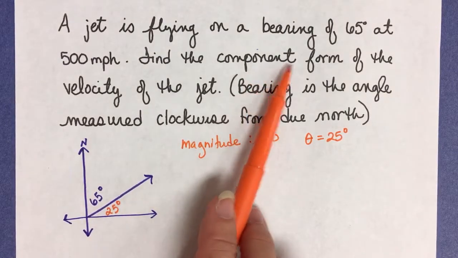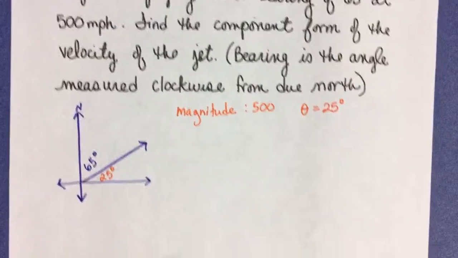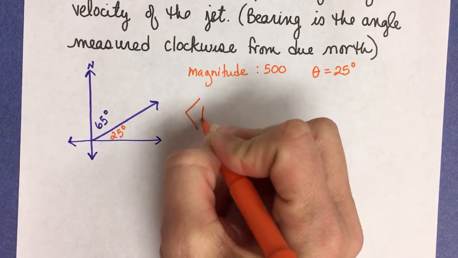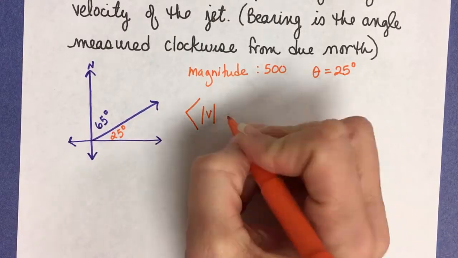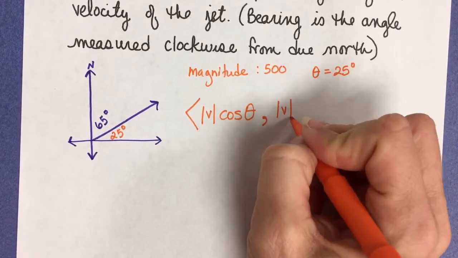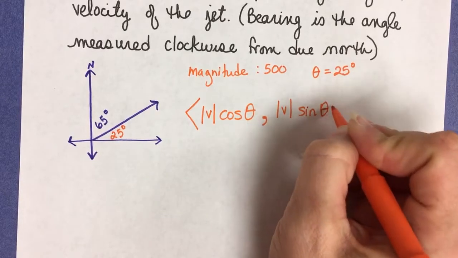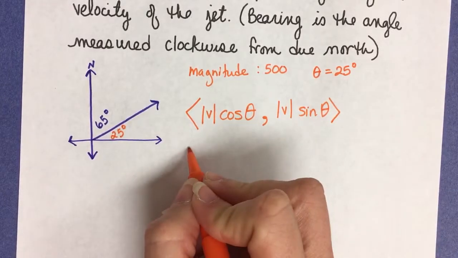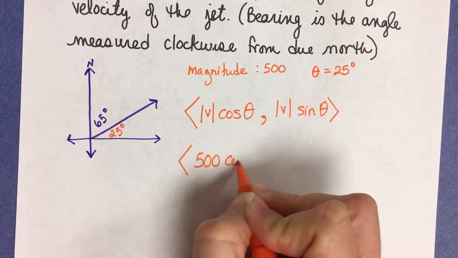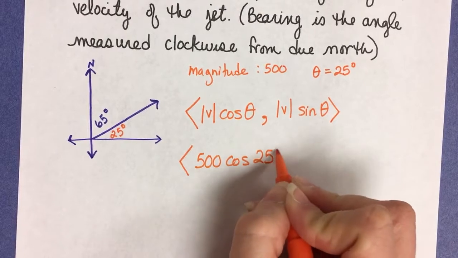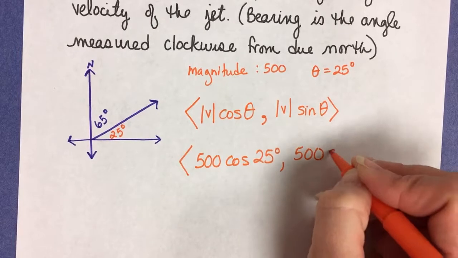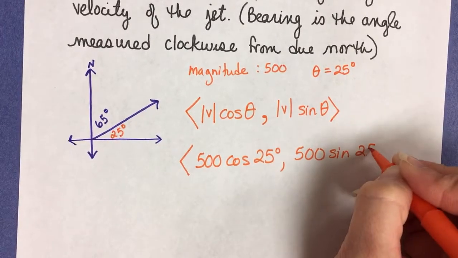Now, you're simply wanting the component form. So your component form is going to be the magnitude of this vector, I'll just call it V, times cosine theta, which gives you your first component, and then the magnitude of V times sine theta. All right, so substituting in what we know, the magnitude is 500 and theta is 25 degrees. In the second component, the magnitude is again 500, but now I'll have sine of 25 degrees.